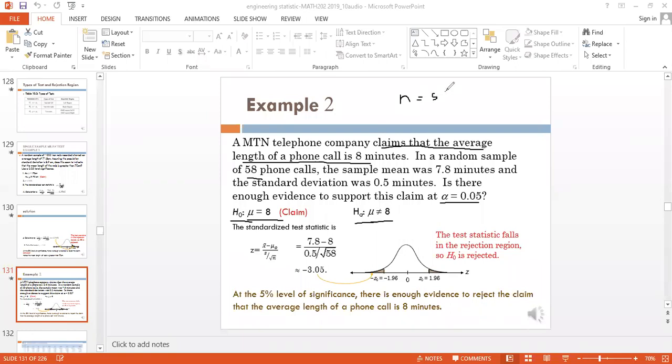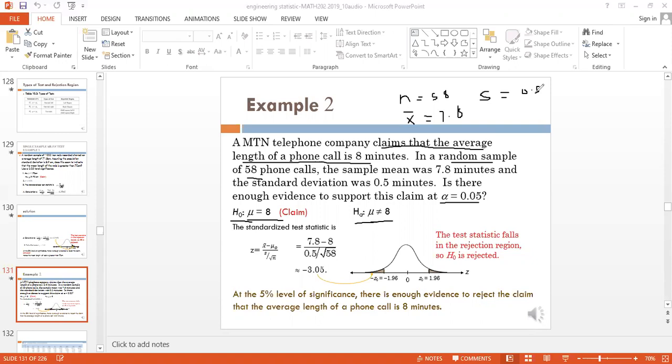Good. And then the sample mean is what? The sample mean X bar is 7.8 minutes. Okay. And standard deviation, we are dealing with a random sample. So this standard deviation is for the random sample. And the sample standard deviation is what? 0.5. Okay, good. And we have been asked, is there enough evidence to support this claim?